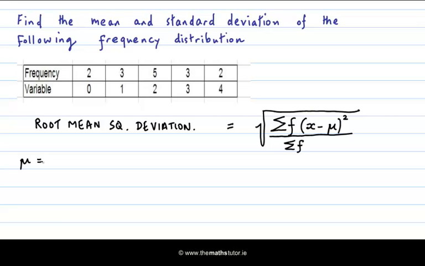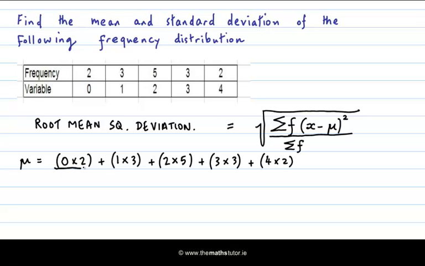So what's mu? Well, we need to add up all of our pieces of data. 0 occurs twice. 1 occurs 3 times. 2 occurs 5 times. So this is a quick way of adding them all up. Instead of adding 2 plus 2 plus 2 5 times, we just multiply it by 5. And then we add 3 times 3. And 4 occurs twice. And we divide that by the number of numbers, which is the sum of all of the frequencies, and we saw that that was 15.